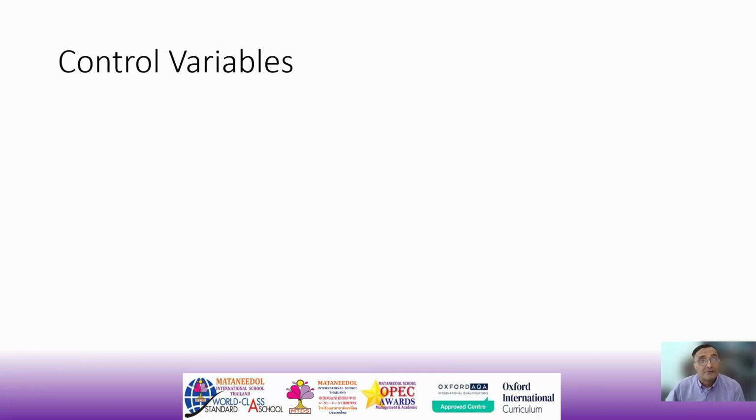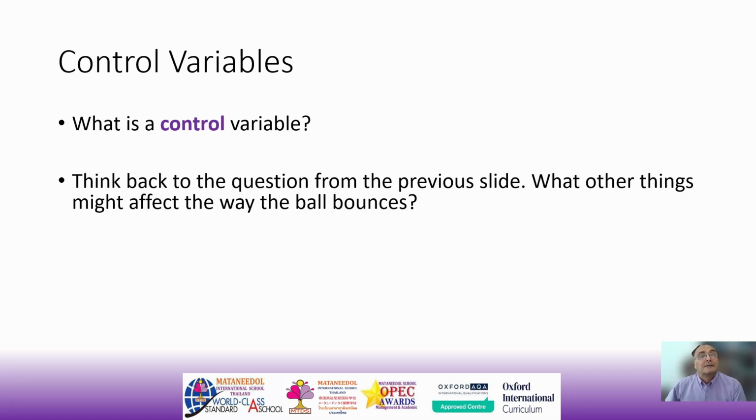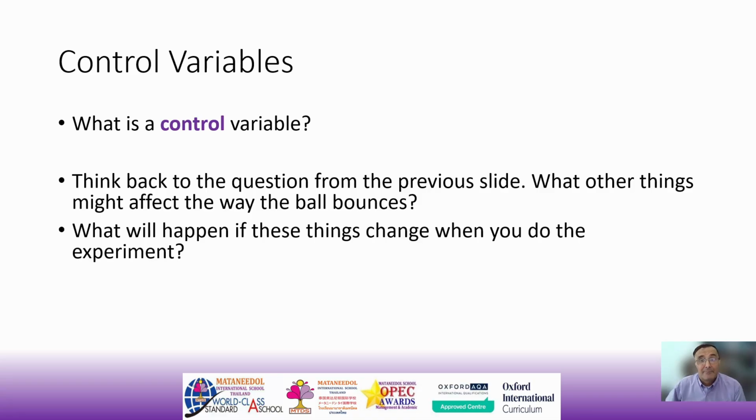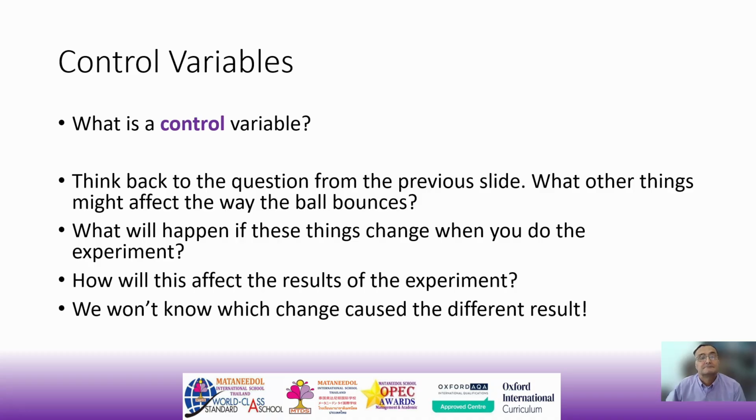So what is a control variable? Is there anything else that might affect the way the ball bounces? What will happen if these things change when we do the experiment? Might they affect how high the ball bounces too? If they do, we've got to control them. We've got to keep them the same. Because if we don't keep them the same, what made it change? Was it the temperature or was it something else? That's why it's important that we keep things the same. These are control variables.